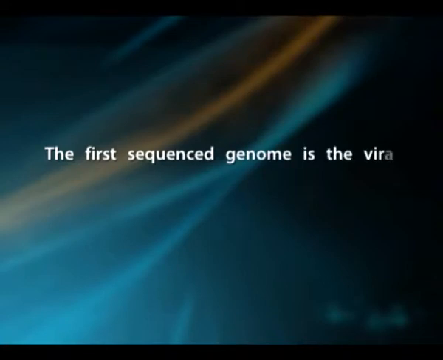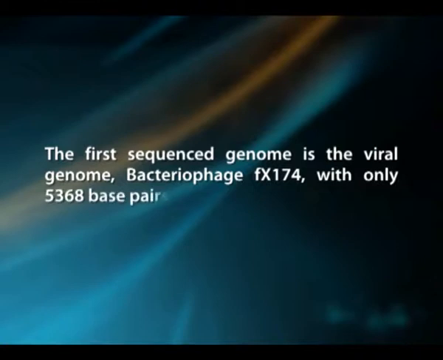The time and labor intensive nature of gel preparation and running, as well as the large amount of sample required, increase the time and cost of genome sequencing. These conditions drastically reduce the efficiency of sequencing projects, ultimately limiting researchers in their sequencing attempts. The first sequenced genome is the viral genome bacteriophage FX174 with only 5,368 base pairs. Another revolutionary discovery was the invention of the shotgun method by Frederick Sanger.